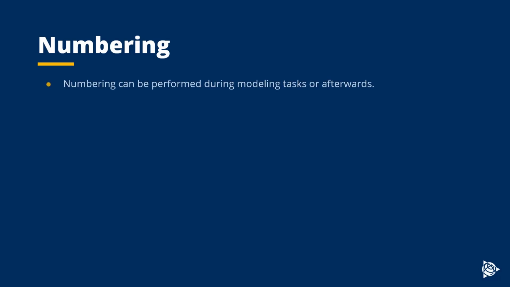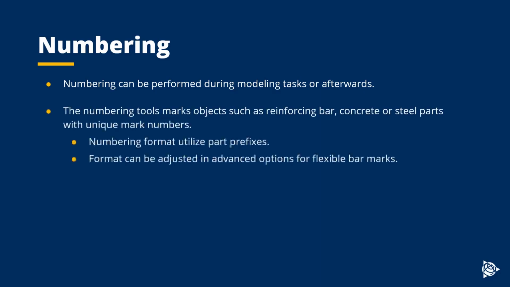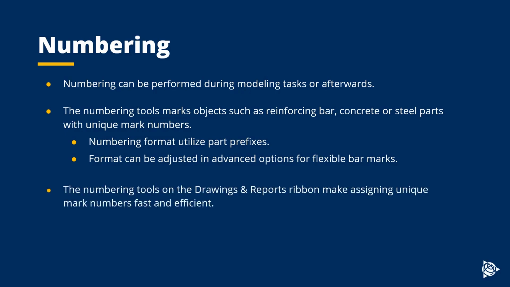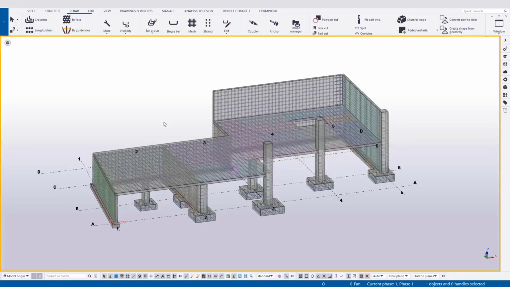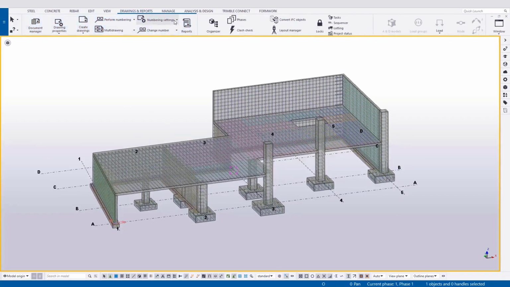Now, numbering can be done at any stage of the game, but it's usually at this point where users are probably going to consider performing initial numbering. Numbering in Tekla is defined as assigning position numbers, or marks, to parts, cast units, assemblies, or in our case, reinforcement. Numbering in Tekla is very fast and straightforward. We have highly effective numbering tools found right in the Drawings and Reports ribbon.